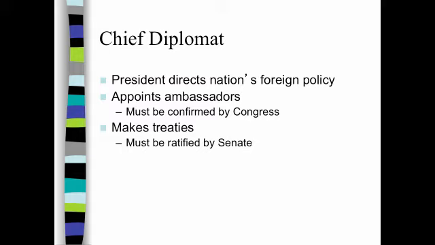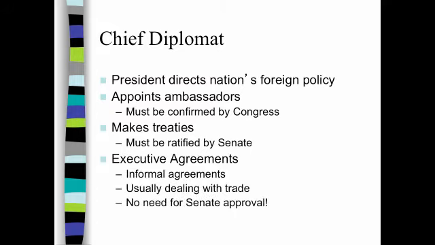The president also gets to make treaties, or really I should say negotiate treaties with other countries. So the president can go overseas, talk with other foreign leaders, and they can agree to, let's say, stop a war or do something like that, and they can agree to the terms of those treaties. However, in order for them to actually take effect and be approved in America, the Senate must do that.